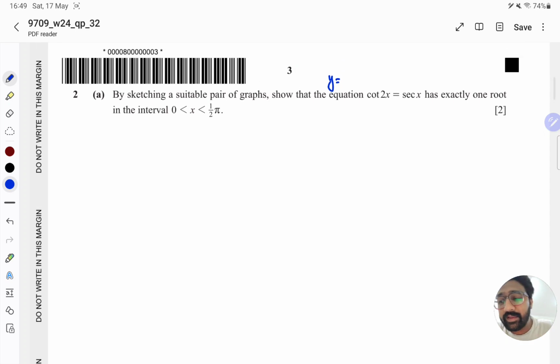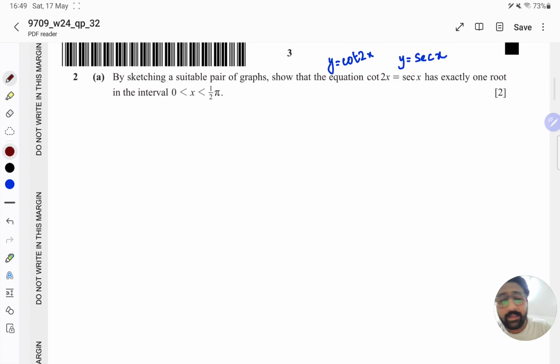So the two graphs that basically I need to draw are y equals cot 2x, and the other graph is y equals secant x. So let me show you step by step the steps that I am going to follow. Step number 1. I will basically draw the graph. It's easier for me to memorize the basic graphs and then draw the further sketches of the graph. But if you directly remember the sketches of the cot 2x or secant x, that's easier for you and it will save your time as well.